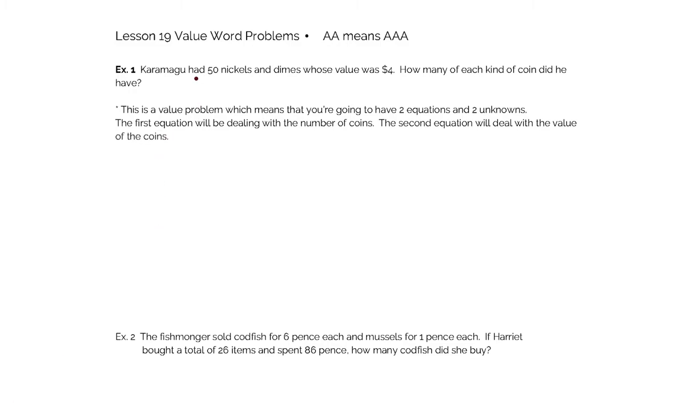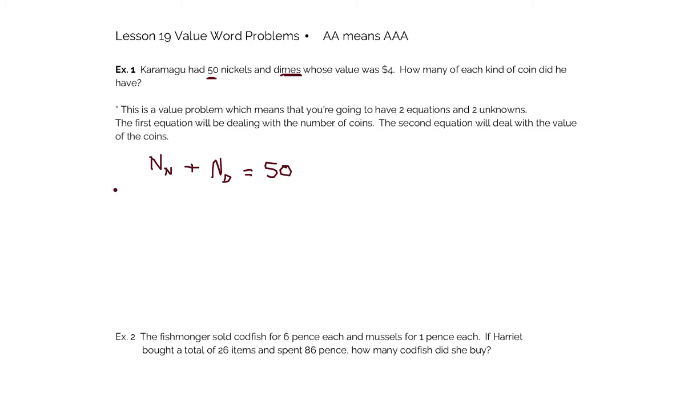The first one, number of coins. Kara Magoo had 50 nickels and dimes, whose value was $4. So we don't know how many nickels he had, how many dimes. We just know the number of nickels, and you'll see this is where we get our subscripted variables. The number of nickels plus the number of dimes. And that has nothing to do with the value. That's just counting the coins on the table. It's 50. You could have 20 nickels and 30 dimes, whatever combination you can think of. First equation.